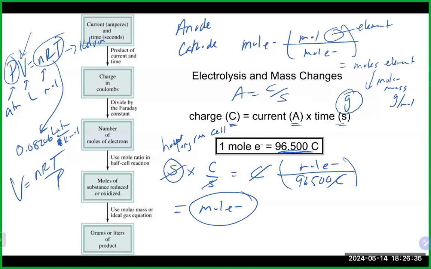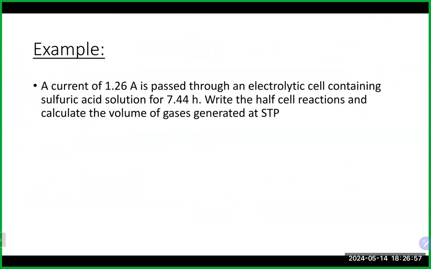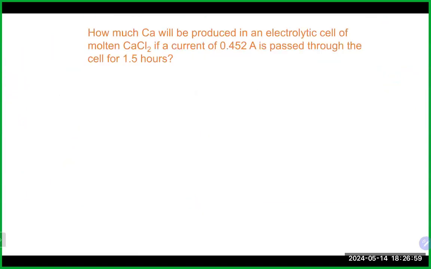A variation of this problem is that they'll tell you how many grams you produced in the cell, or how much volume of a gas you collected, and you work your way backwards to figure out how long the cell was running, or what the amperage was. It's basically the same calculation, just running backwards. Any questions on that? So let's take a look at one together. We'll start with this one here.